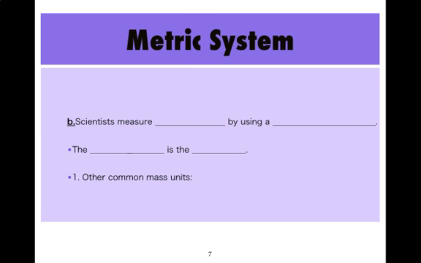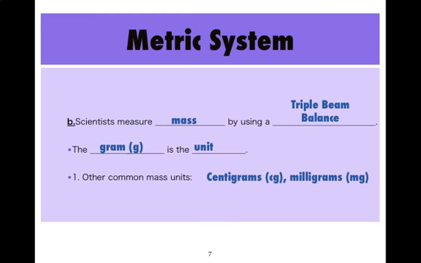Okay, so we've discussed how scientists measure length. Now we're going to discuss how scientists measure mass. Okay, mass is similar to the weight of an item. So when you've discussed finding something's weight before, this is very similar. We call it mass in science, and you use a triple beam balance to find the mass of an object. Now the gram is the unit for mass. So when we had the meter for length, now we have the gram for mass. Some other common mass units include centigrams and milligrams.